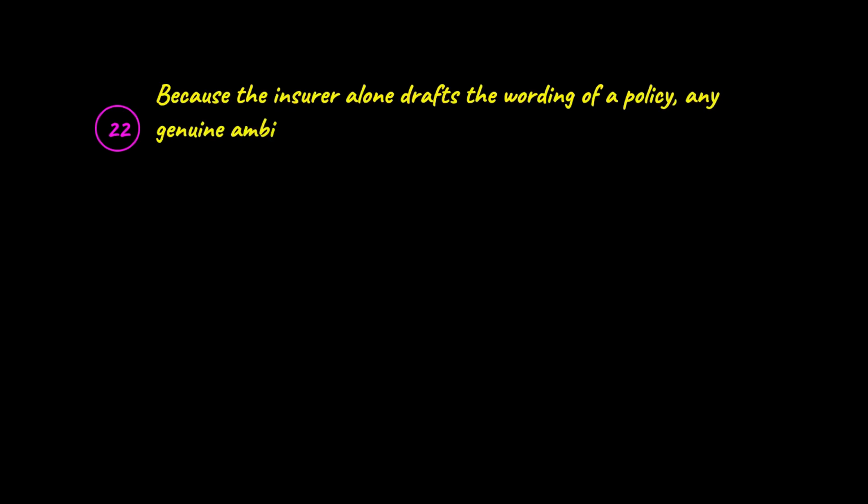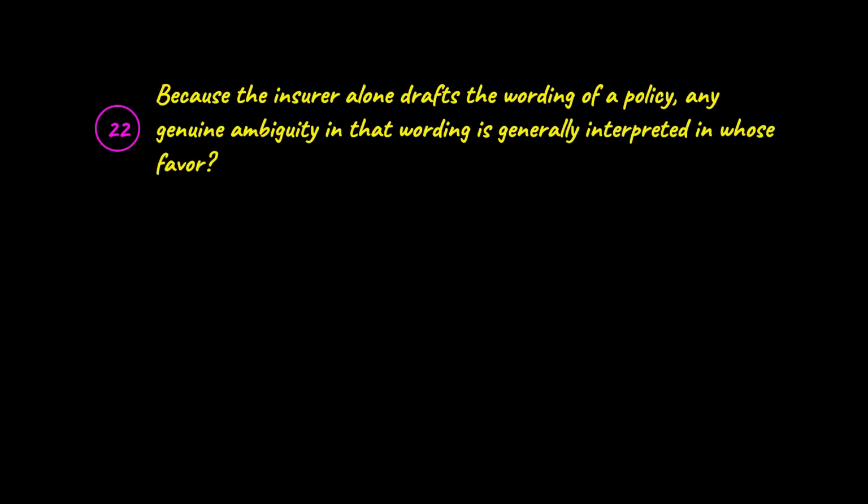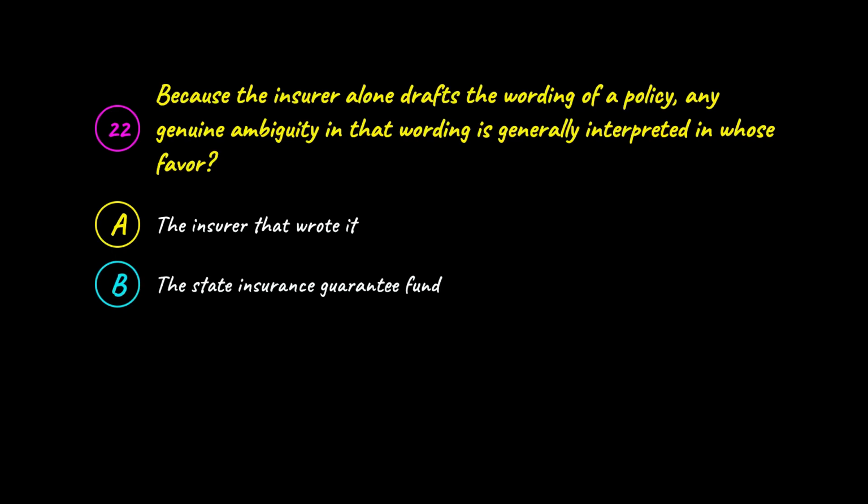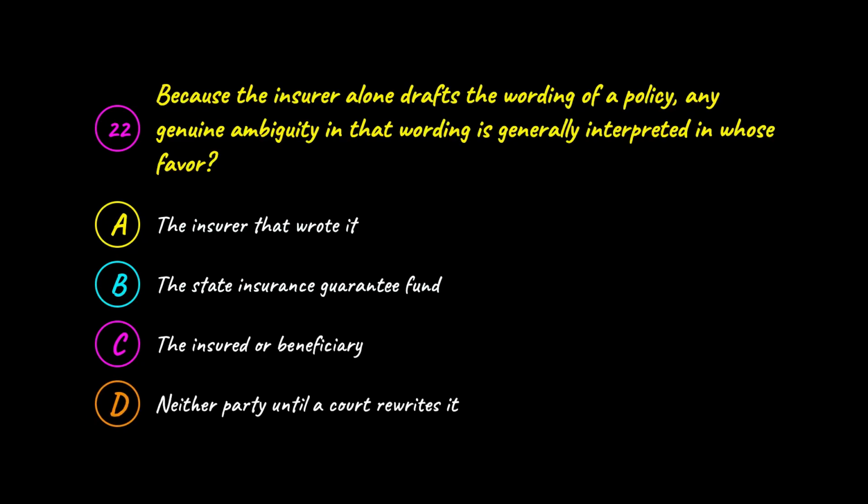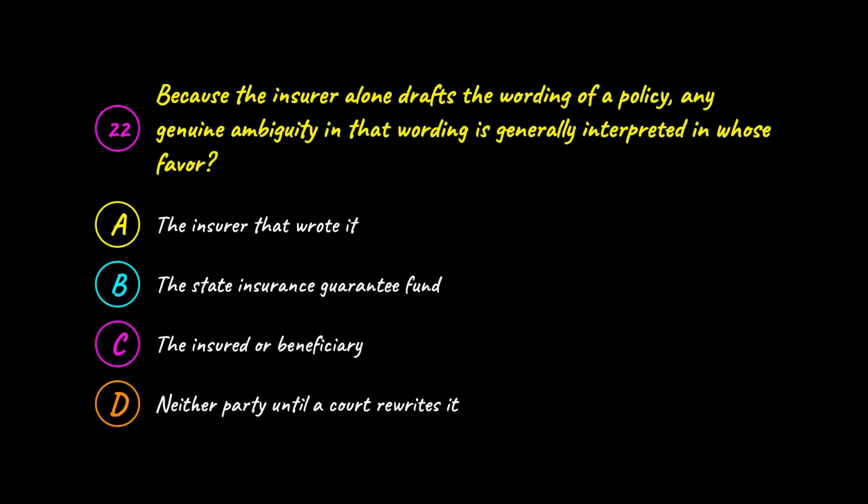Question 22. Because the insurer alone drafts the wording of a policy, any genuine ambiguity in that wording is generally interpreted in whose favor? Your options are A. The insurer that wrote it, B. The State Insurance Guarantee Fund, C. The insured or beneficiary, D. Neither party until a court rewrites it. Which would you go with? Lock it in before the reveal.